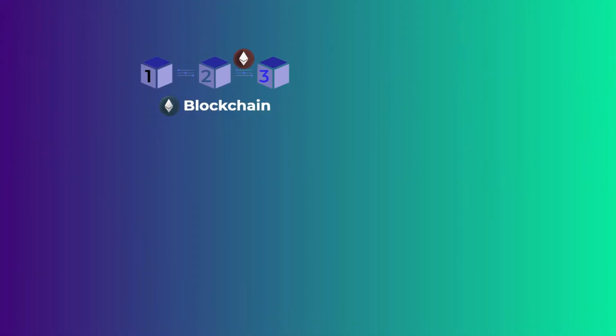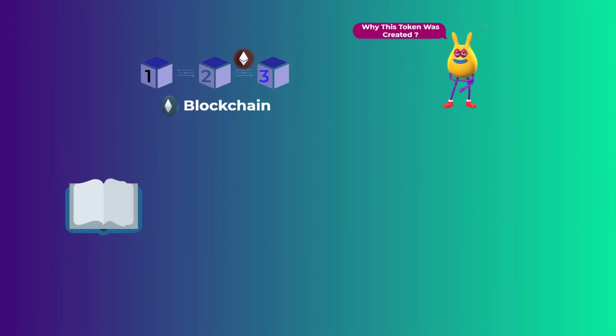You should know here that you may see wrapped Ethereum on the Ethereum blockchain. We already have ETH on the Ethereum blockchain. So why was a token like this created? Well, there is a standard on the Ethereum blockchain called the ERC20 standard.